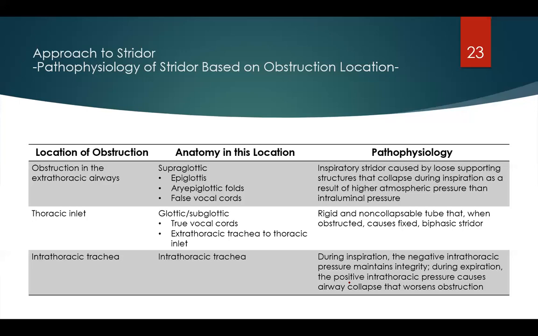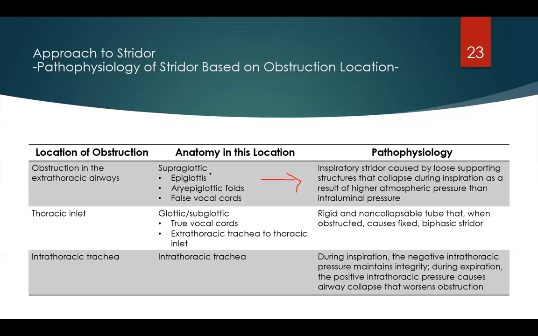Anatomical location could be supraglottic, epiglottic, somewhere in the vocal cords or in the larynx. Then in the thoracic inlet, you can get glottic, subglottic, extrathoracic, and thoracic inlet. This is all just a little bit too complicated, but I want you guys to be aware that we can isolate these based on some of the pathophysiology. So there may be an inspiratory stridor caused by loose supporting structures that collapse with inspiration.